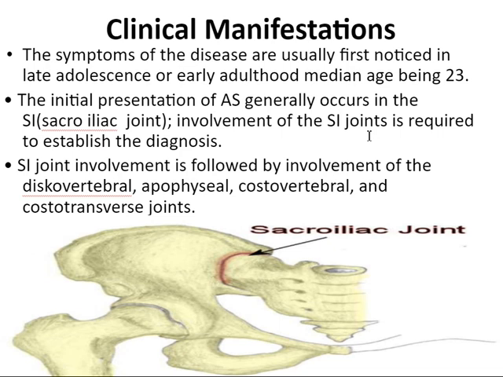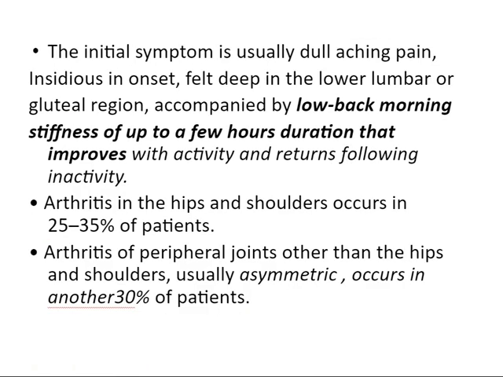Just remember that the most common initial presentation is involvement of the sacroiliac joint, and the patient is mostly of early adulthood or late adolescence, and the median age is 23. Just remember that. Sacroiliac joint involvement is followed by involvement of discovertebral, apophyseal, costovertebral and costotransverse joints.